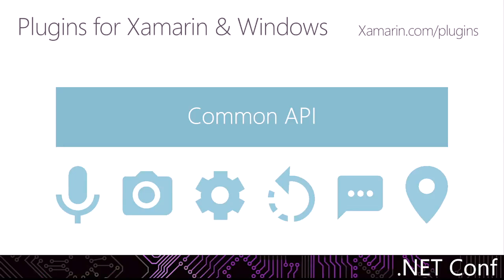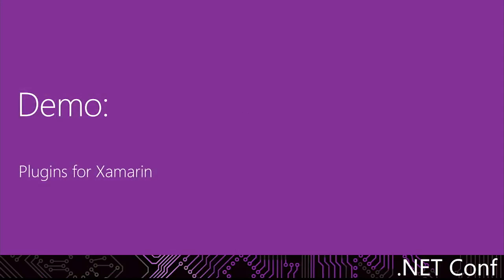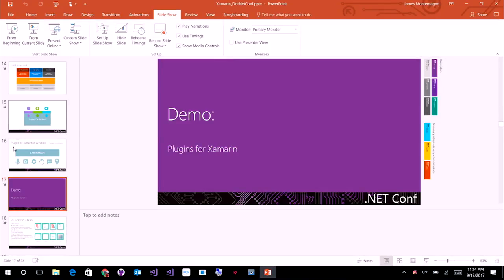Now, what we did to simplify that so you don't have to go learn the API three or four different times, we've created plugins for Xamarin and Windows, which offers a common API to access the native features on each platform. So, for instance, accessing things like the microphone, camera, settings, GPS, connectivity, is a single API that you can access by just pulling in a single NuGet across all the different platforms. So let me show you what that looks like in this actual application.